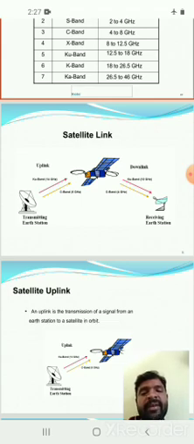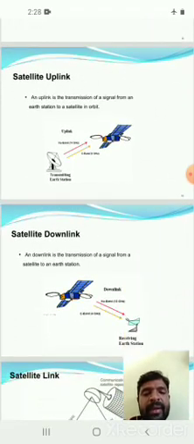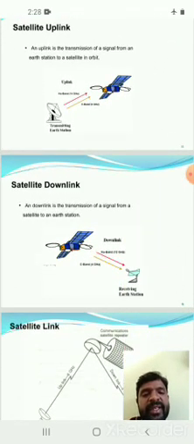For C band, 6 GHz is the uplink frequency and 4 GHz is the downlink frequency. For Ku band, 14 GHz is the uplink frequency and 12 GHz is the downlink frequency. These are the satellite links. Uplink is the transmission of signal from the Earth station to the satellite orbit, the upward direction. Downlink is transmitting the signal from the satellite to the Earth station, that is, from orbit to Earth station.